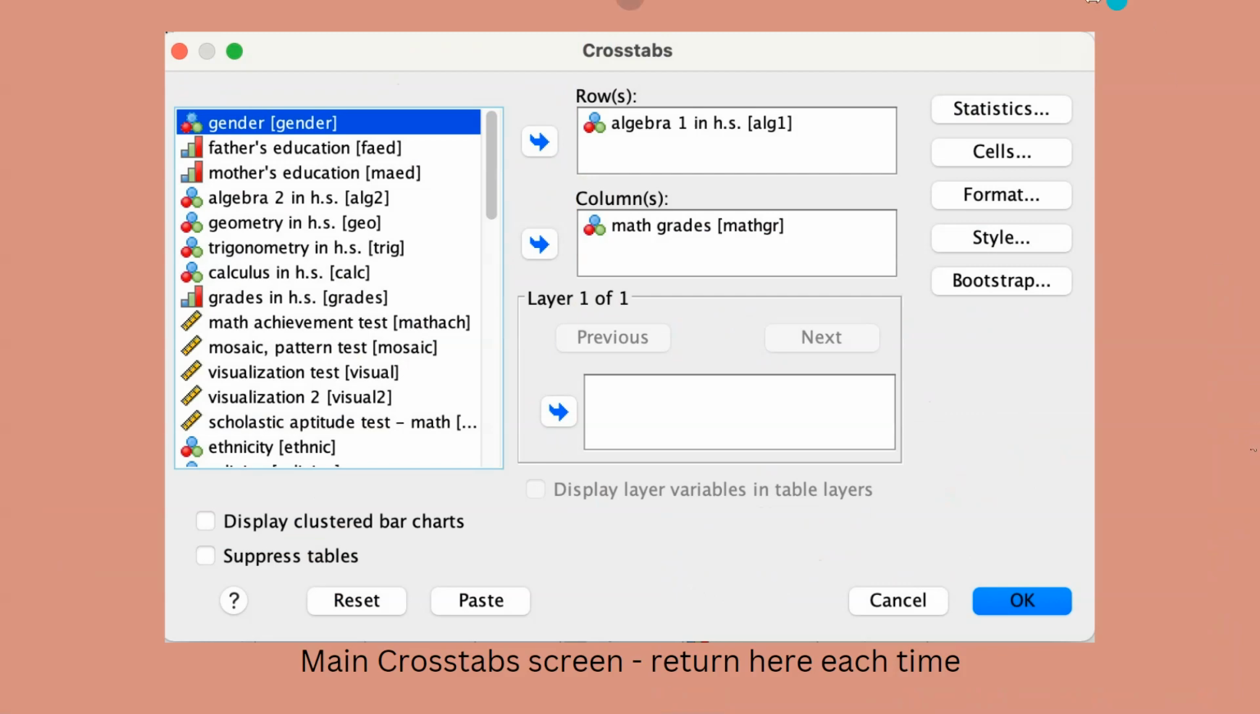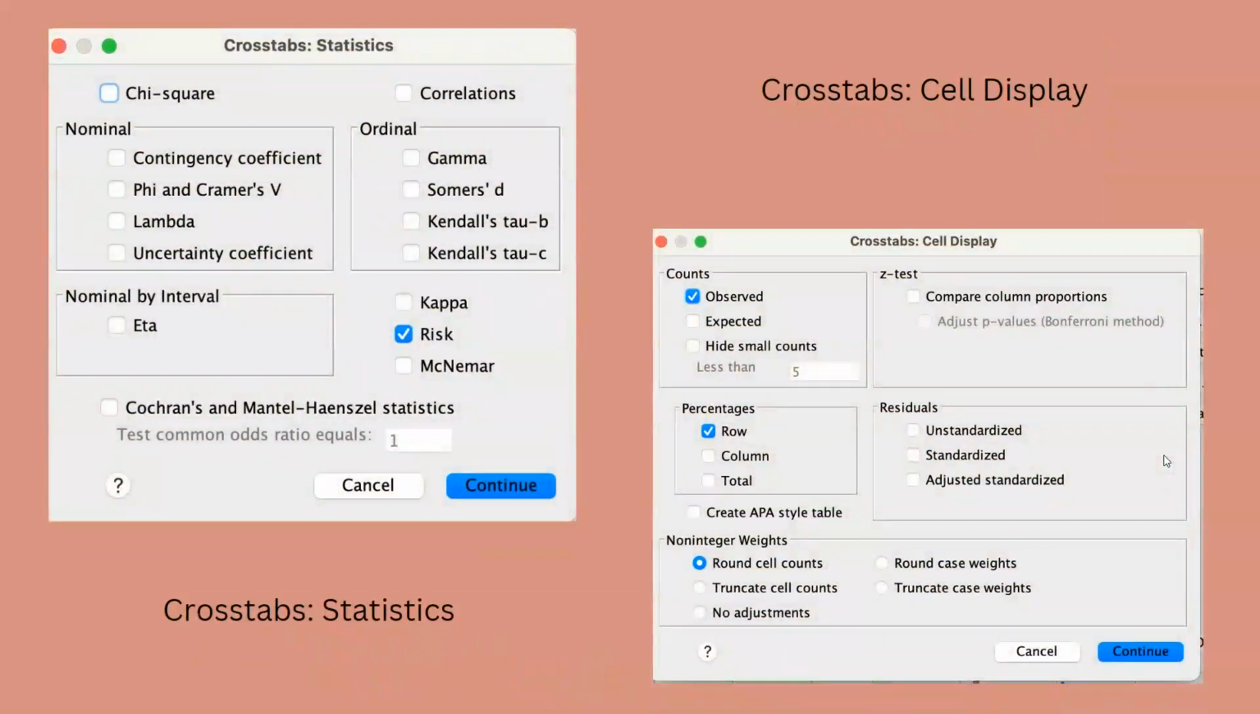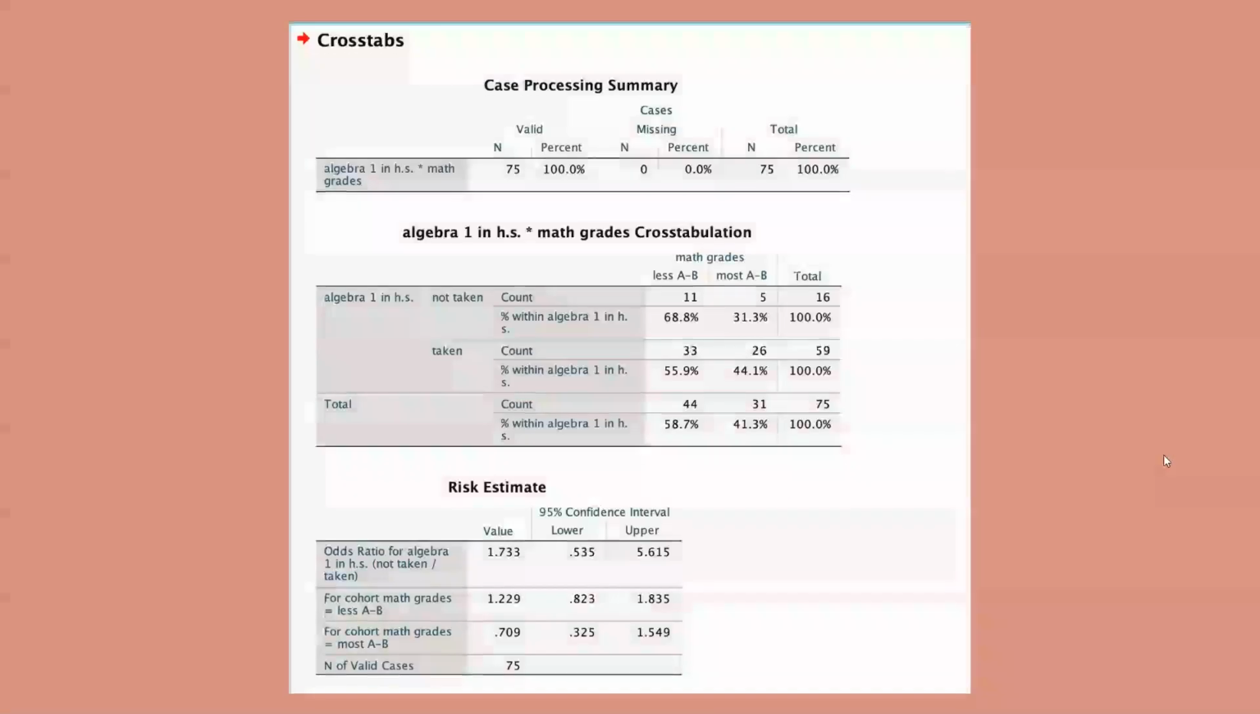Then you are going to click on cells, the second button down on the right, and it will take you to this second image on the right. Here you want to ensure that only observed and row are checked. Again, if you have something else checked from a previous analysis, you want observed and row. Again, you'll hit continue and then OK, and it will give you this output.